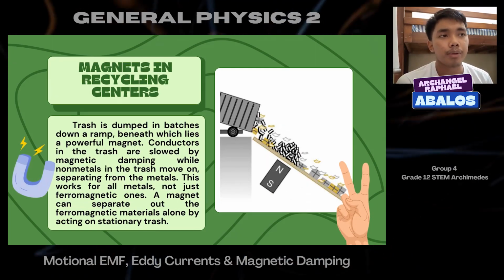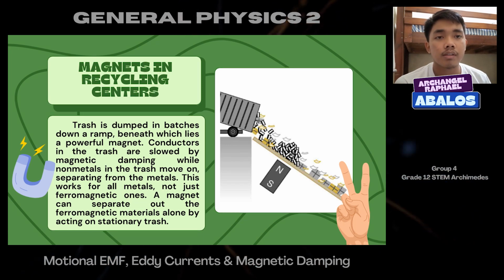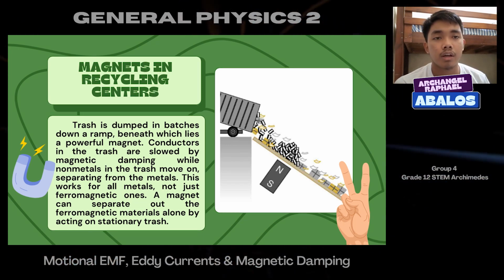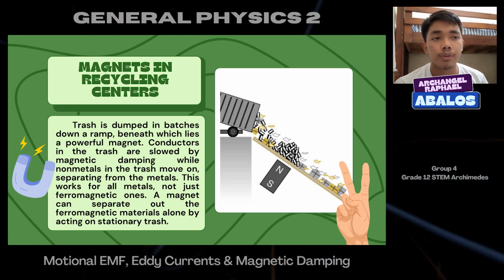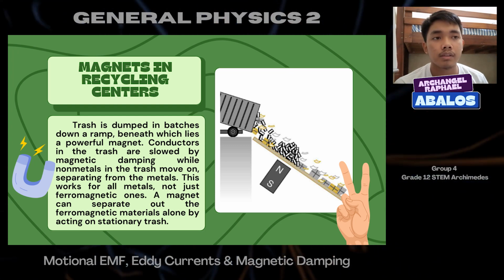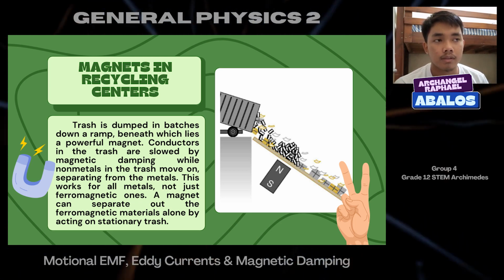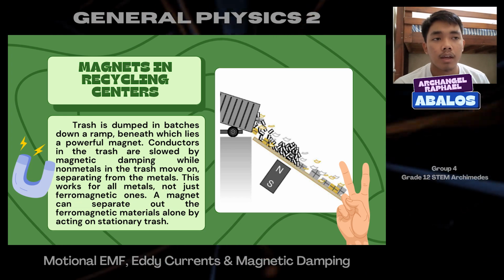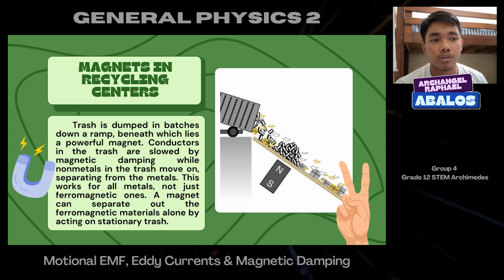Use of magnets to separate metals from other materials in recycling centers. Since ang eddy currents at magnetic damping ay nag-occur lang in conductors, recycling centers can use magnets to separate metals from other materials. For example, trash is dumped in batches down a ramp, beneath which lies a powerful magnet. Conductors in the trash are slowed by the magnetic damping while non-metals in the trash carry on, separating from the metals. This works for all metals, not just ferromagnetic ones. A magnet can separate out the ferromagnetic materials alone by acting on stationary trash.